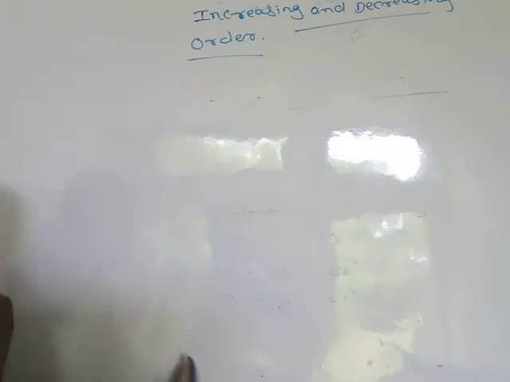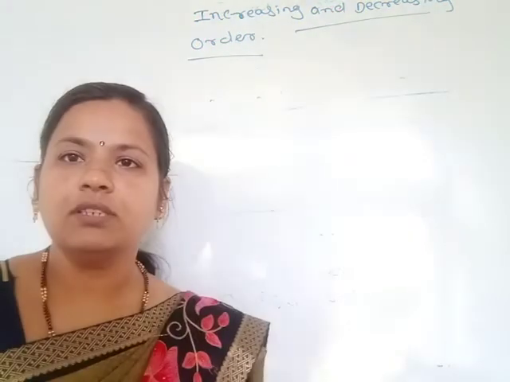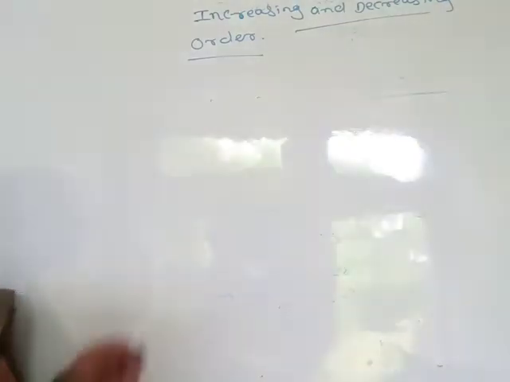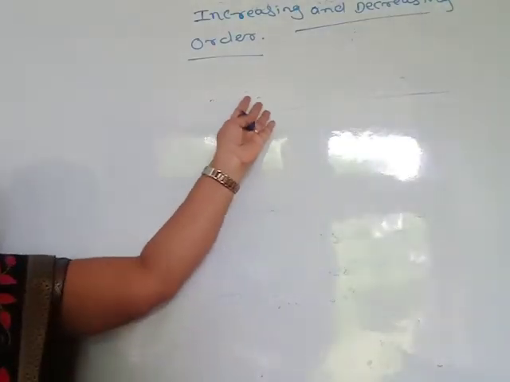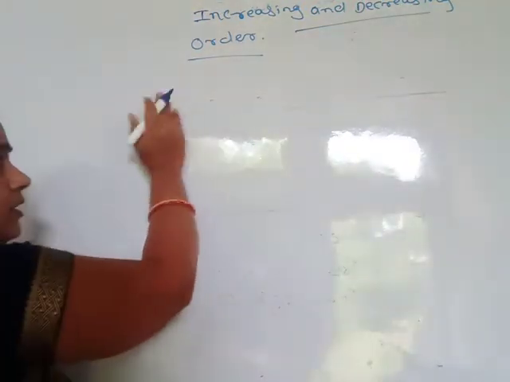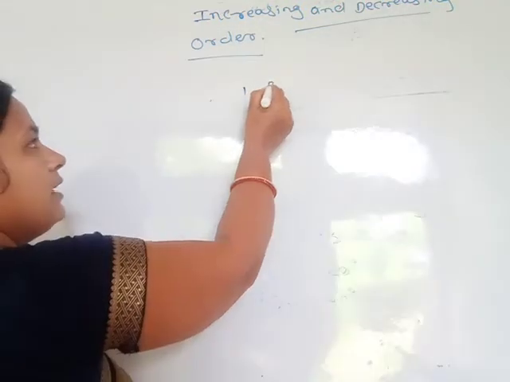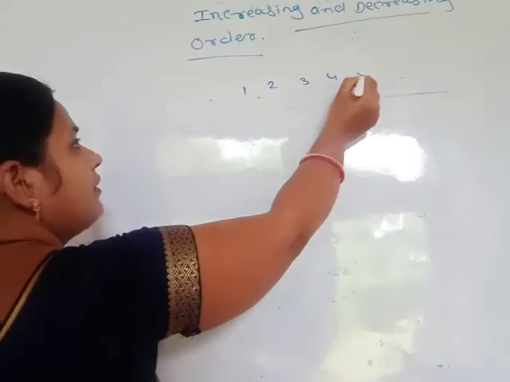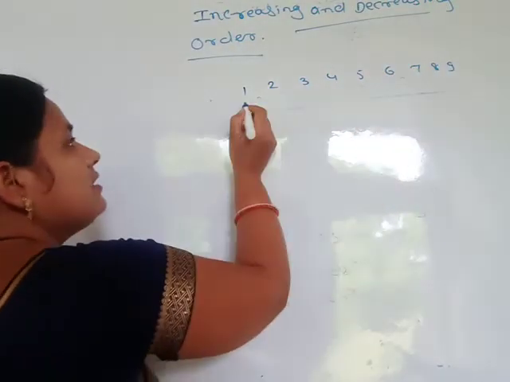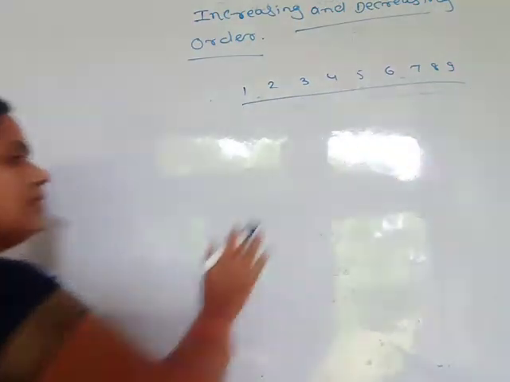Increasing order means the numbers are written from the smallest to the biggest. In increasing order, you write these numbers from smallest to biggest: 1, the smallest number, then 2, 3, 4, 5, 6, 7, 8, 9. All these numbers are in increasing order.